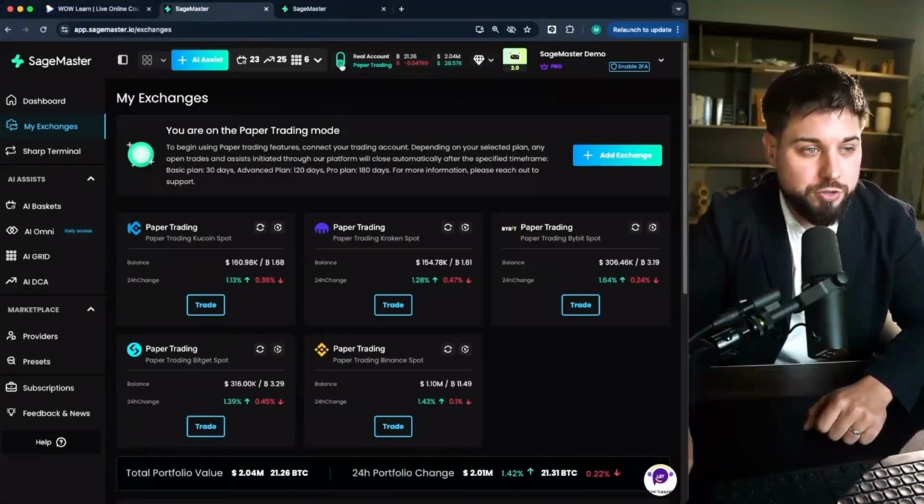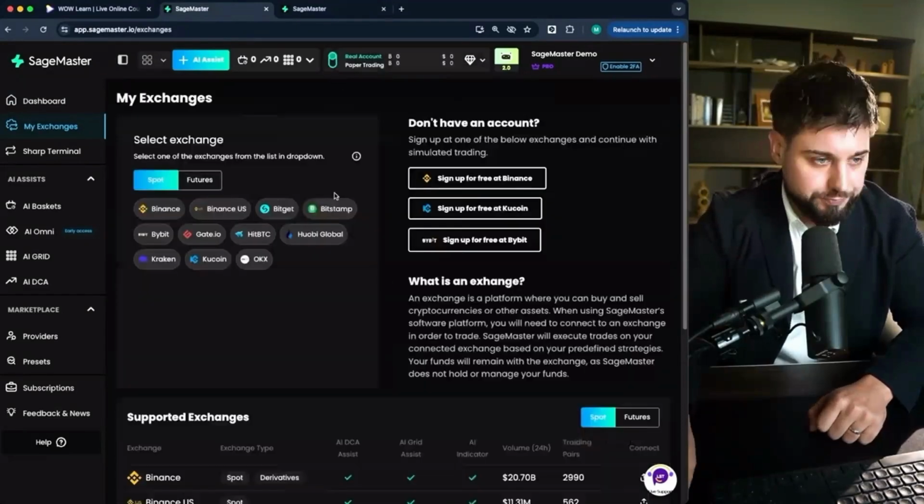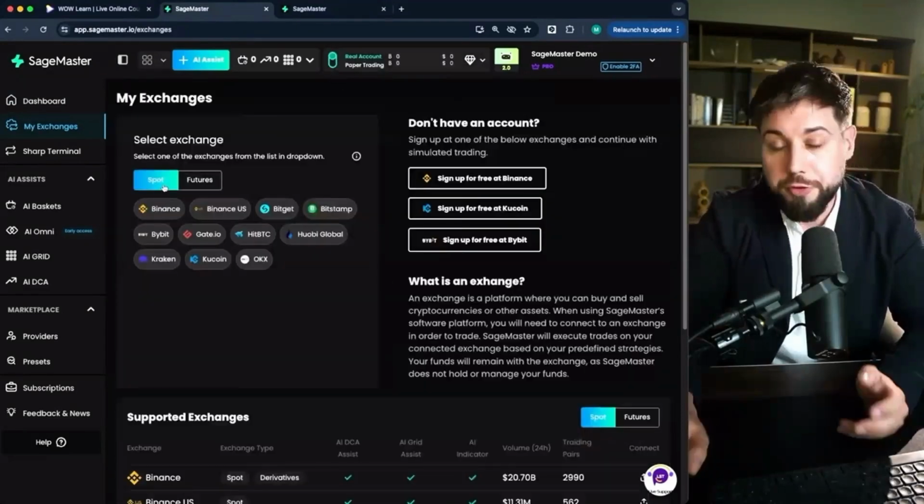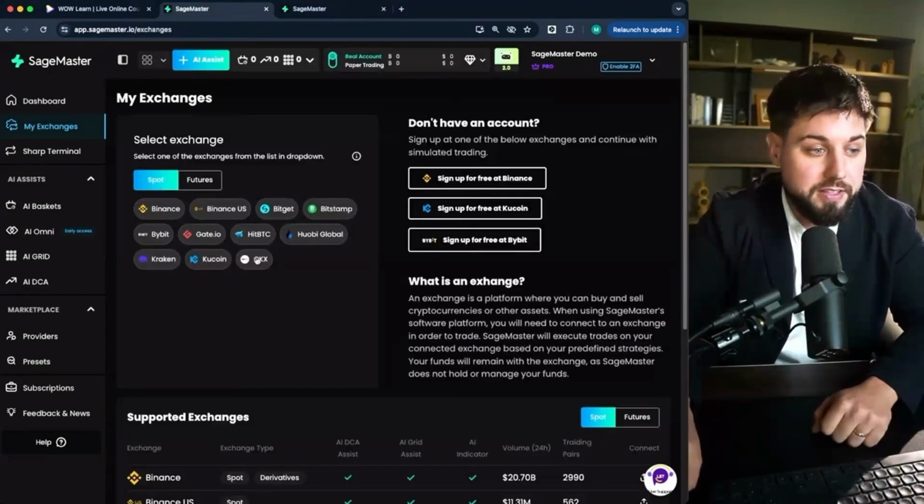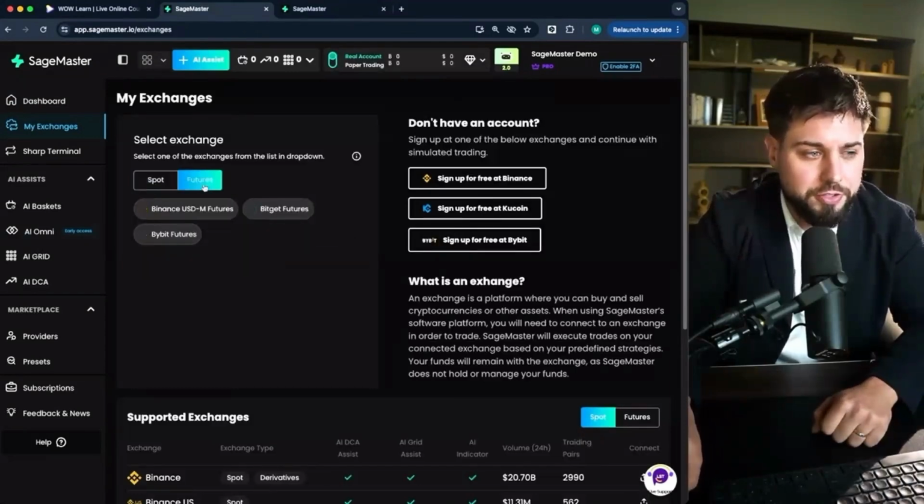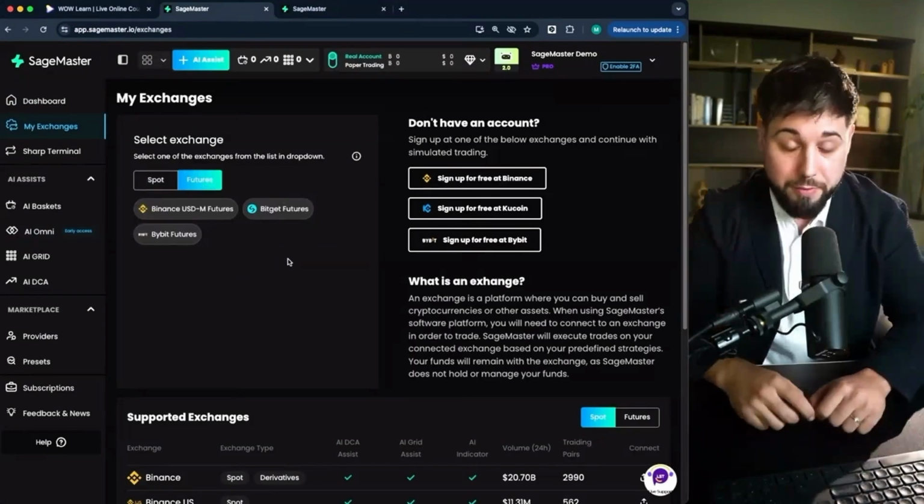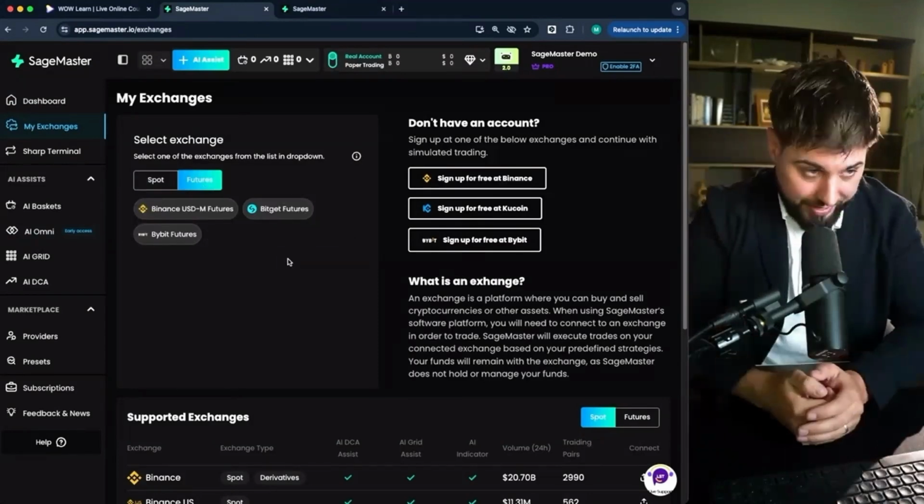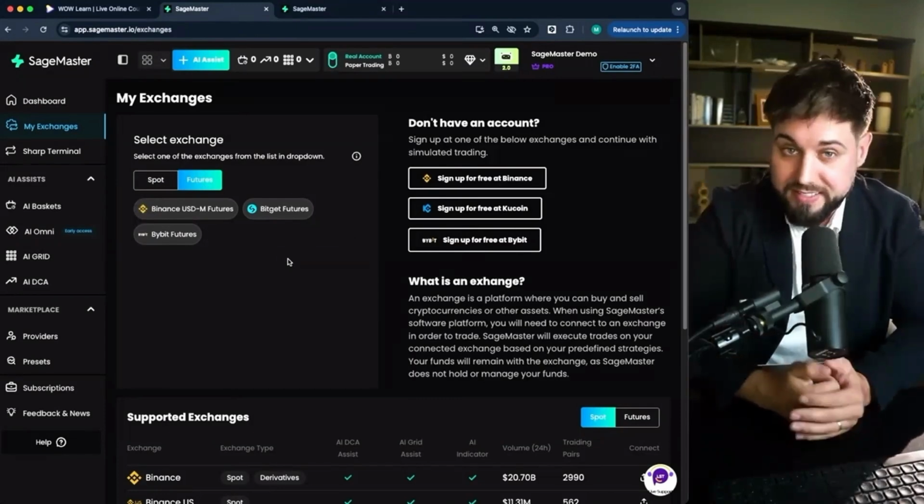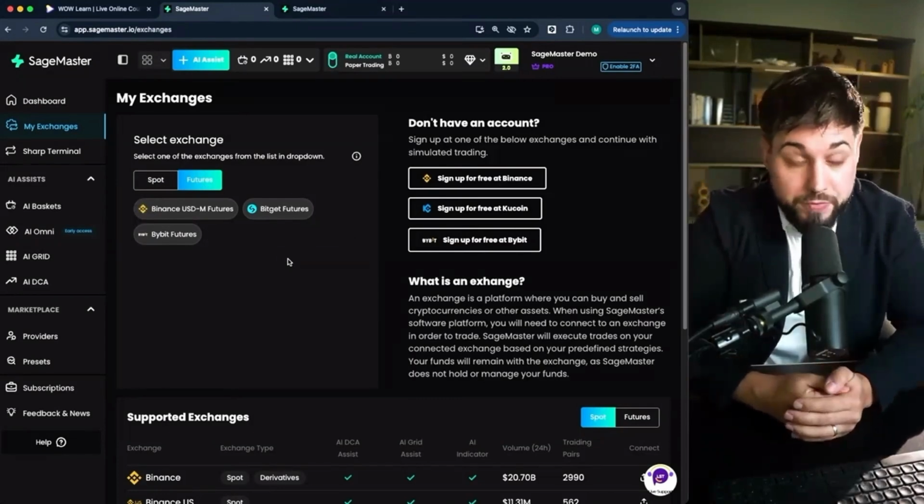If you flip the switch over again to real account, you can connect either spot or futures account, Binance, BitGet, OKX, etc. for spot. For futures, we right now allow Binance, BitGet, and Bybit, but there's more exchanges to come, as well as some decentralized exchanges.